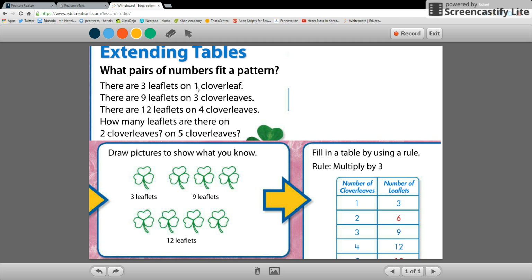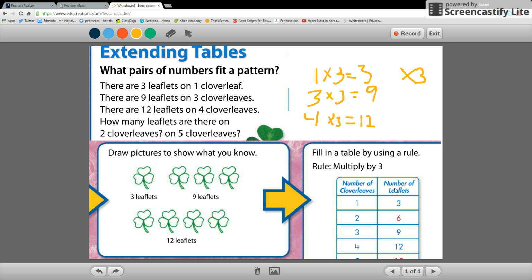Okay, so in the first example, it's 1 times 3, and that equals 3. Second example, it's 3 times 3, and that, of course, equals 9. And then we have 4 times 3, and that, of course, equals 12. So our rule is going to be to multiply by 3.